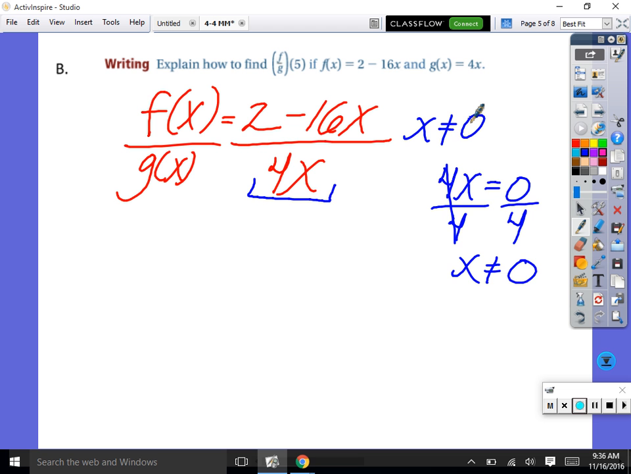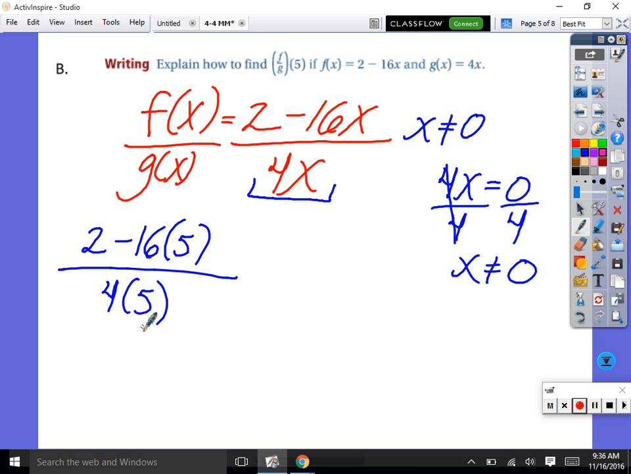So now we don't want just f divided by g of x, we want f divided by g of 5. So won't we just plug in 5 here, wherever there's an x? So that would be 2 minus 16 times 5 over 4 times 5. So let's calculate that. We've got to calculate the top first. So let's type it into our calculators. What's 2 minus 16 times 5? I need you guys to do it for me.